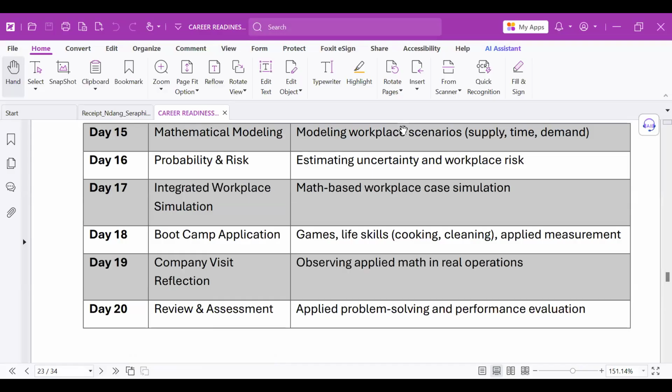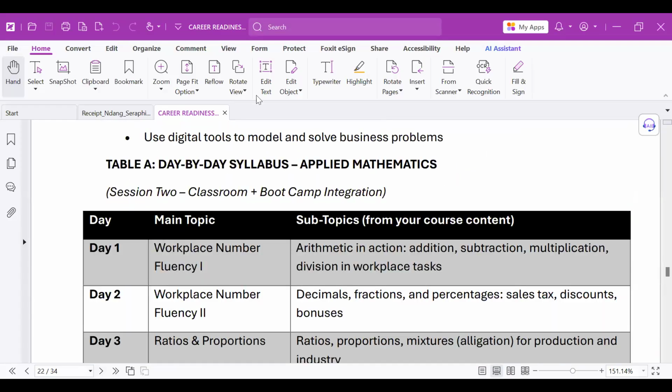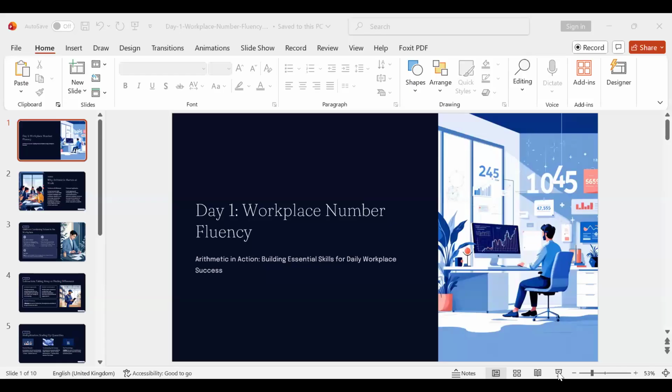So I'm sure that you people already have this program from the school. So today we are going to start with day 1, which is workplace number fluency. And we are going to do some very basic calculations. Yeah, really basic things. Things that people already know even. So I'll just share my slide and then we'll talk about them. Let me do a slideshow.